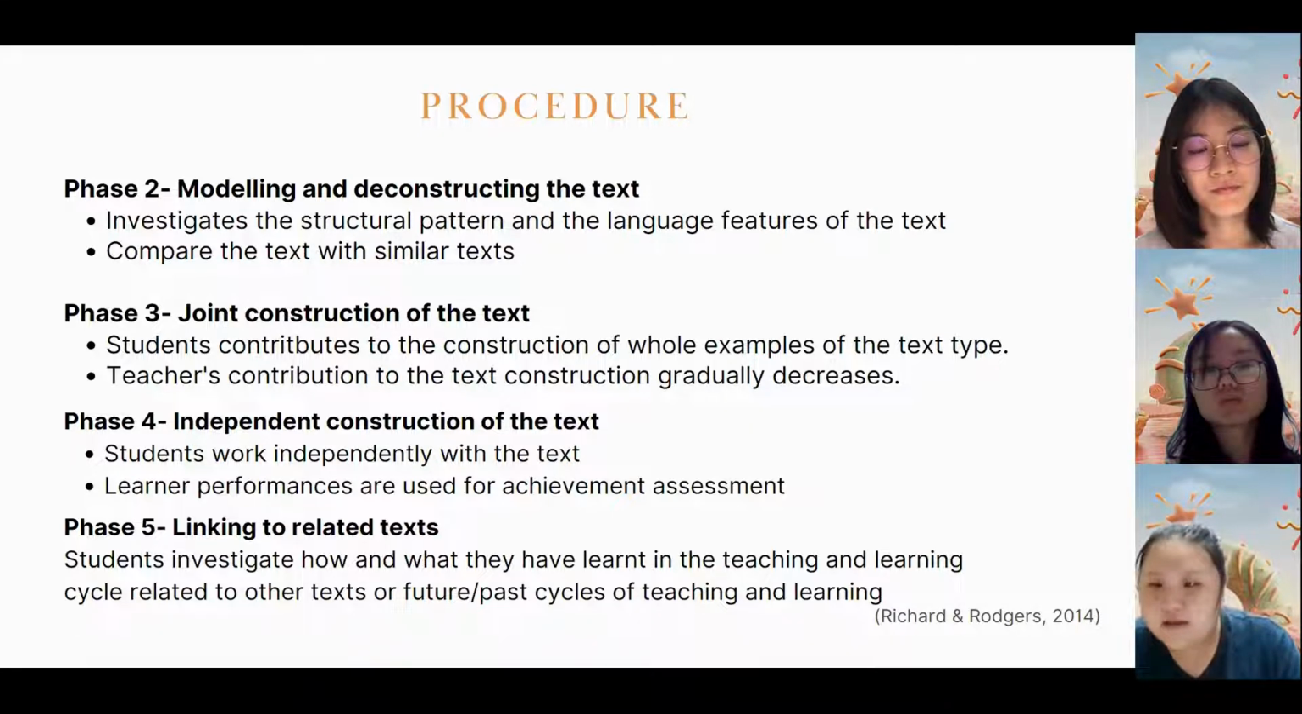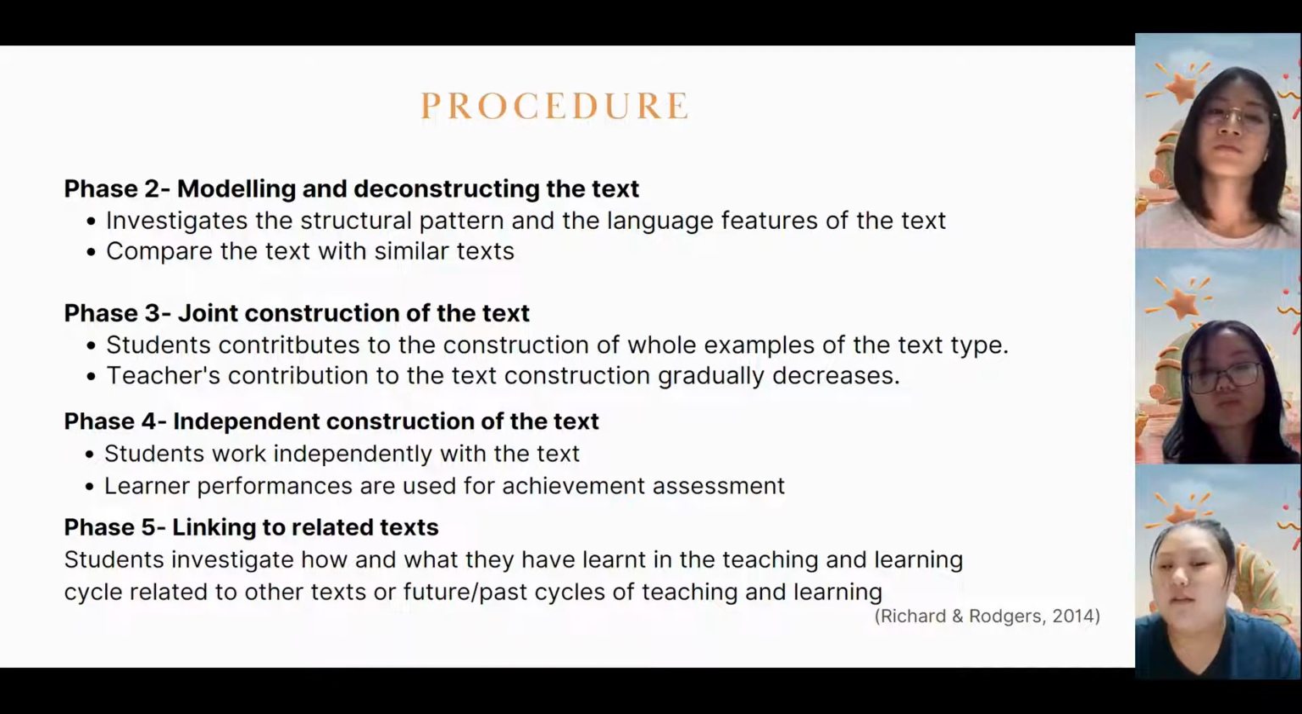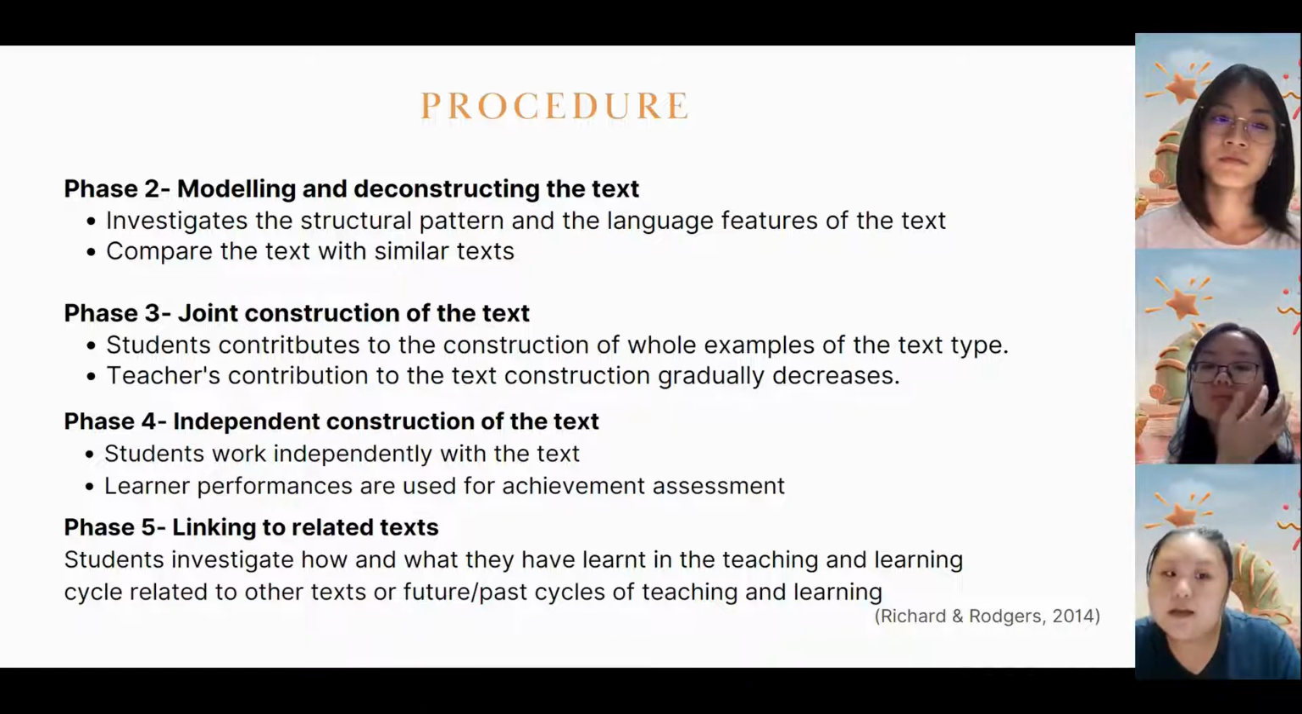Phase 3 is joint construction of the text. This is when there will be more classroom interaction between teachers and students. And also keep in mind, this is when students will start to contribute more to the examples of the text type, while the teacher's contribution will decrease.